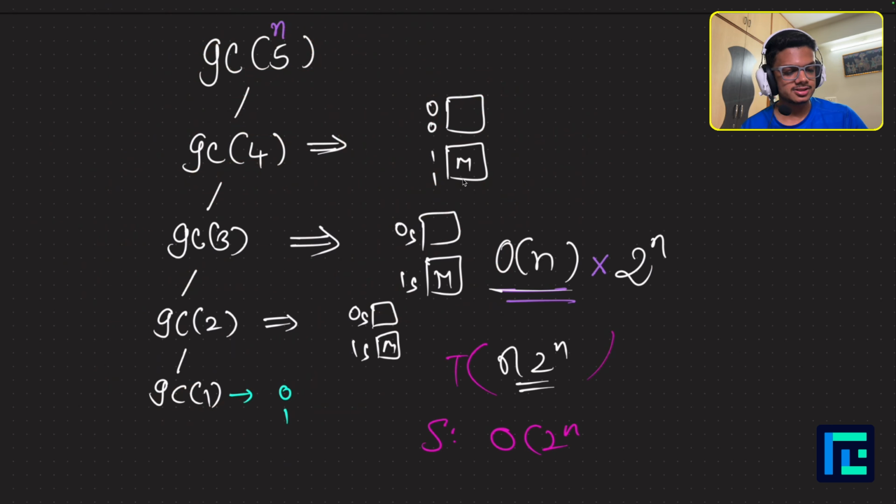Now you might argue that this is the space used for output, but I would say if you are returning it from the function to the main, then you are using some extra space. So 2 power n for storing the output, if you will.